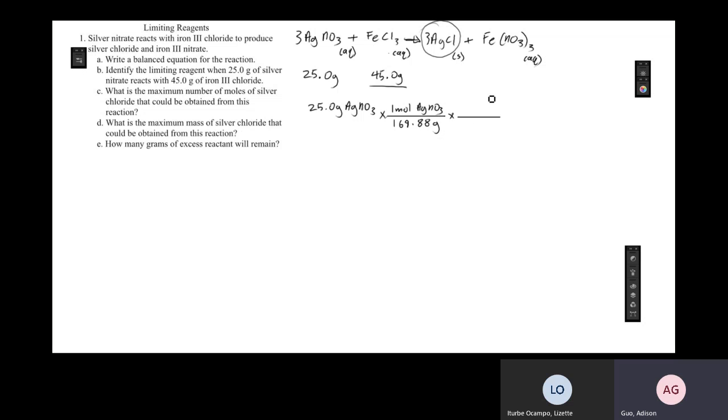And then we're just going to convert from silver nitrate to silver chloride. So for every 3 moles of silver nitrate, and I want to make sure this is nitrate so it cancels out with this nitrate, and I get the 3 from the equation right over here. Every 3 moles of silver nitrate is equivalent to 3 moles of silver chloride. And this is where I'll stop. I also do the same thing with our iron chloride. Just going to run through that quickly.